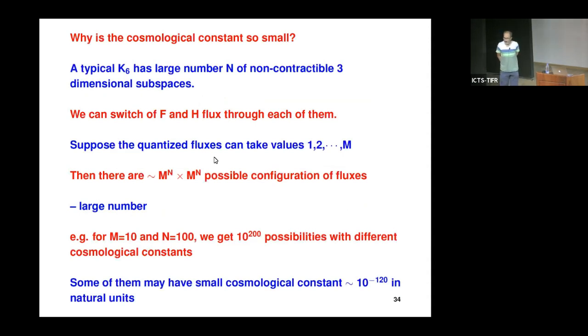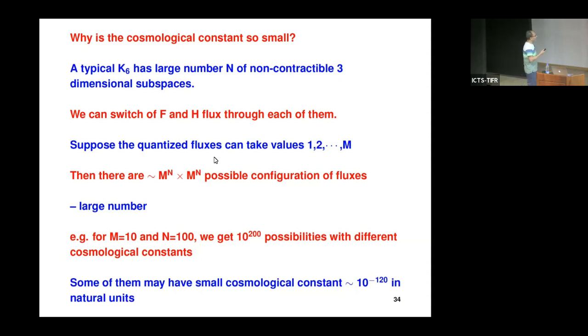Now, based on this study, people have also proposed an idea of why the cosmological constant is so small. When I say it's so small, in natural units, the cosmological constant that you observe is of order 10 to the minus 120. So that's a tiny number. And one can ask, is there an explanation? The explanation that has been offered, although it may not be something that appeals to everybody, is the following.